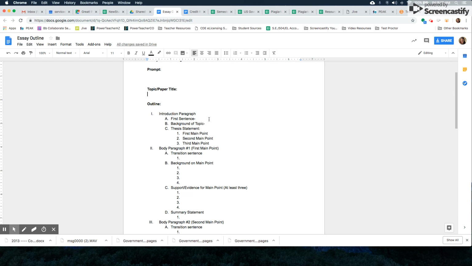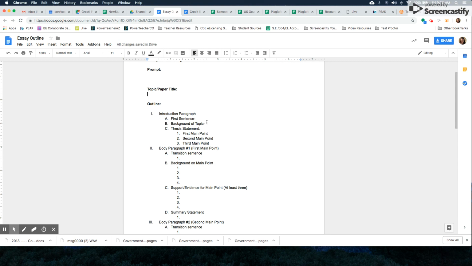If we were writing a paper on the Constitution, I could put my first sentence as, the founding fathers had no idea the impact the Constitution would have on history and American society when they wrote the Constitution back in 1787. That would be a first sentence that introduces the topic and lets my readers know we're going to be talking about the Constitution.